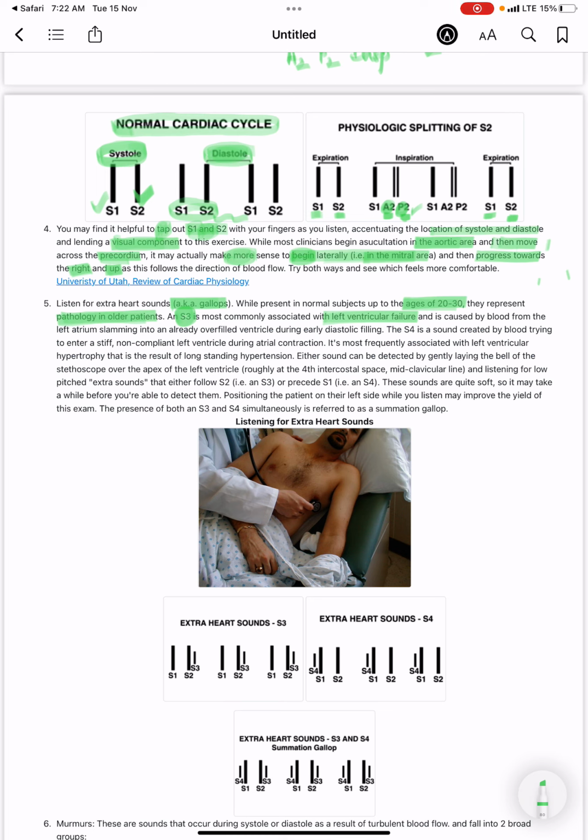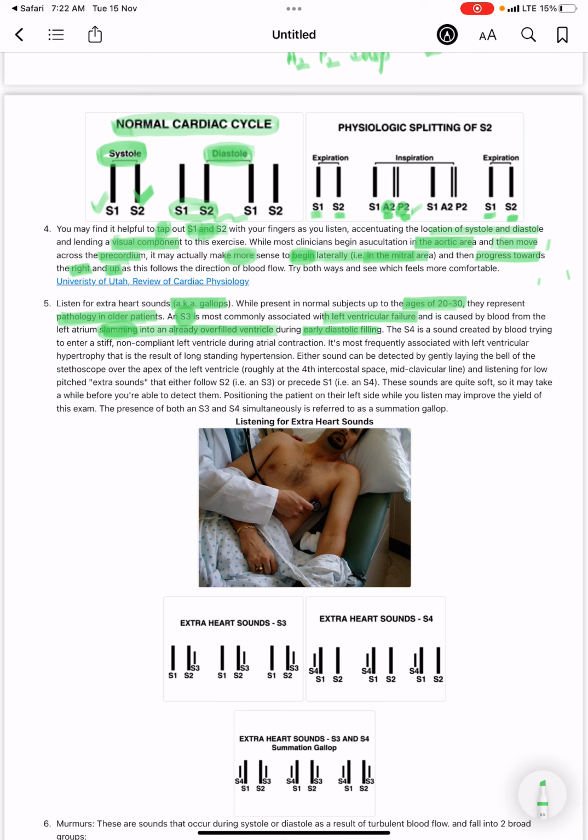It is caused by blood from the left atrium slamming into an already overfilled ventricle during early diastolic filling. So why is S3 occurring? It's associated with left ventricular failure, and it's caused by blood from the left atrium slamming into an already overfilled ventricle during early diastolic filling.